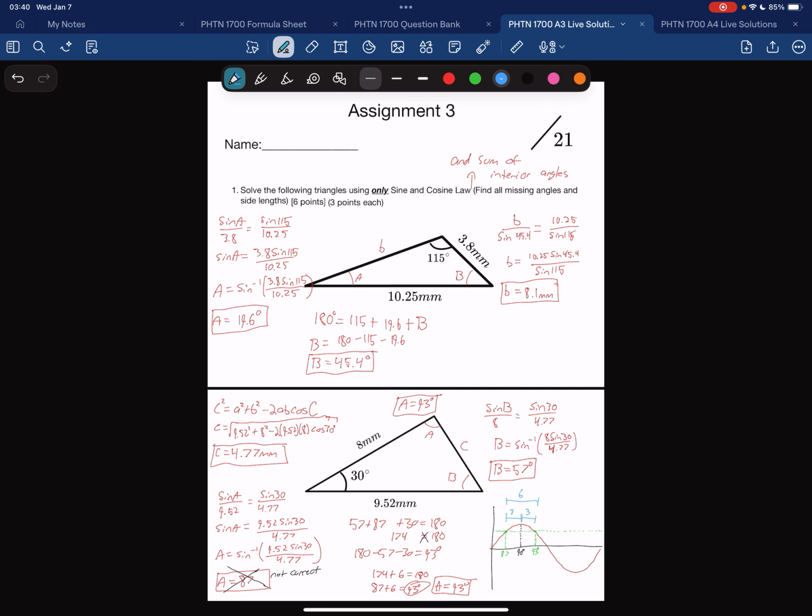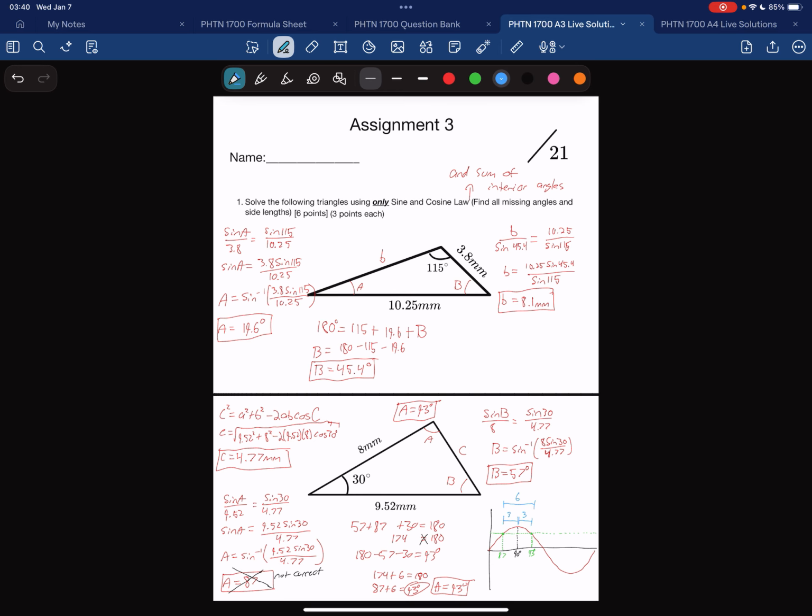So it is because it is past that first 90 degrees. So that was question 1. A little bit more involved than you may expect.